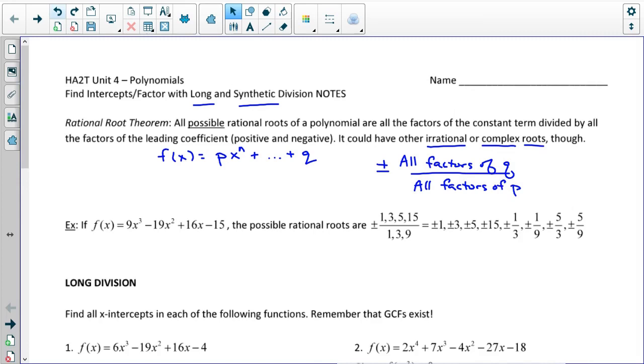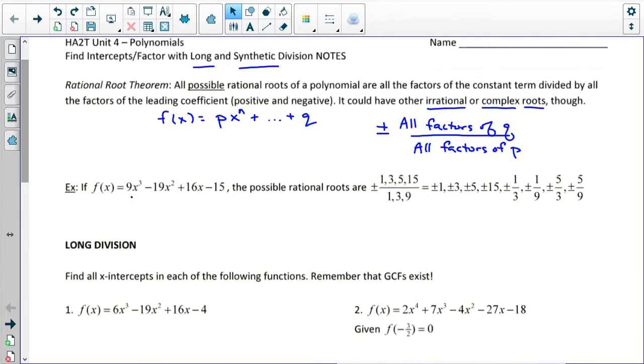So I gave you an example. If f of x is this function, I list all the factors of 15, 1, 3, 5, and 15 in the numerator. I list all the factors of 9 in the denominator, and then I just divide them all out. Notice that 15 divided by 9 is the same as 5 divided by 3, for example. So that shows up twice as 5/3. I don't need to repeat them when I'm listing them out, and I actually don't need to list them all like this. I just did that to show you how it works out.